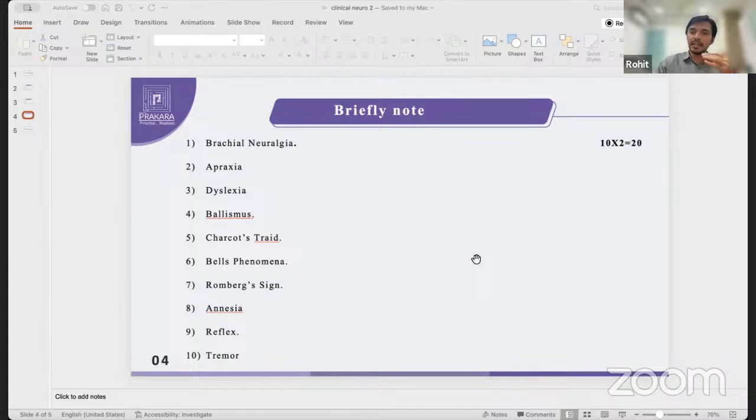Diagnosis is by careful clinical examination and assessing higher mental functions of the patient. Treatment depends on the individual cause.